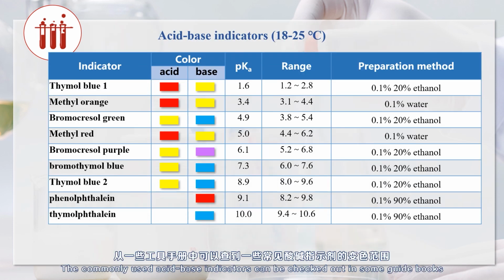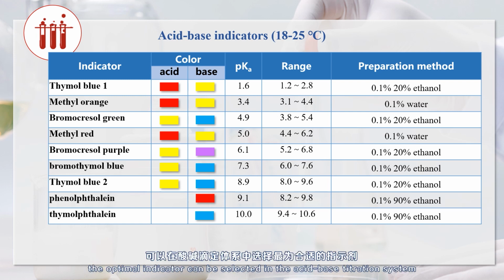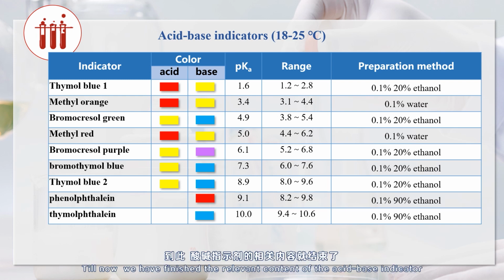The commonly used acid-base indicators can be checked in some guidebooks. By analyzing the color change of the indicator at different pH, the optimal indicator can be selected in the acid-base titration system. Till now, we have finished the relevant content of the acid-base indicator.